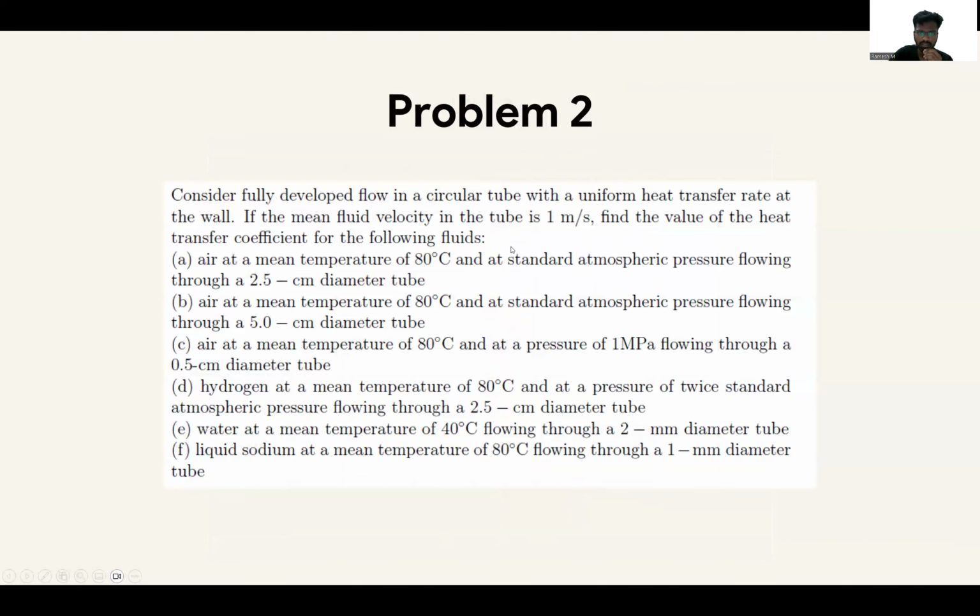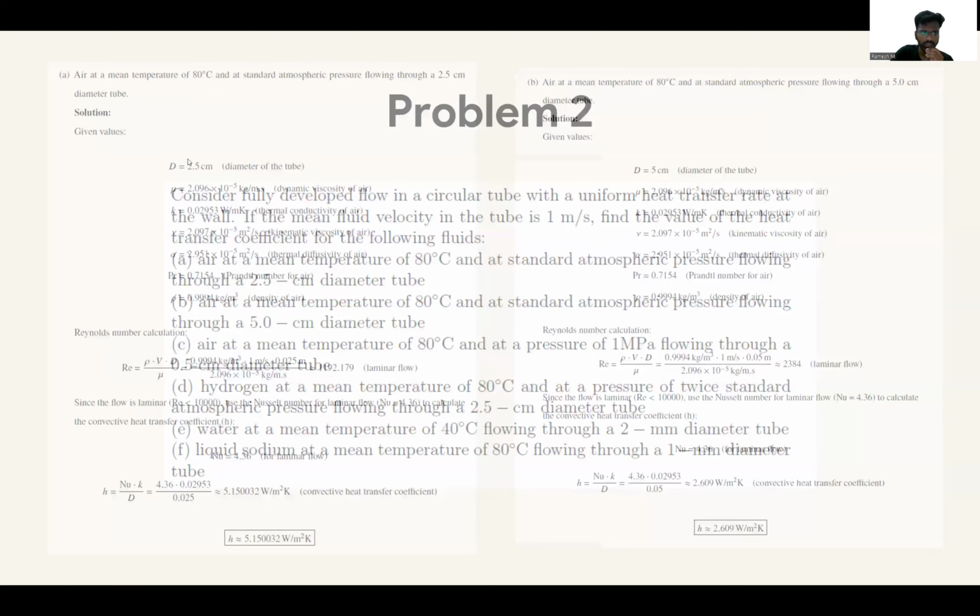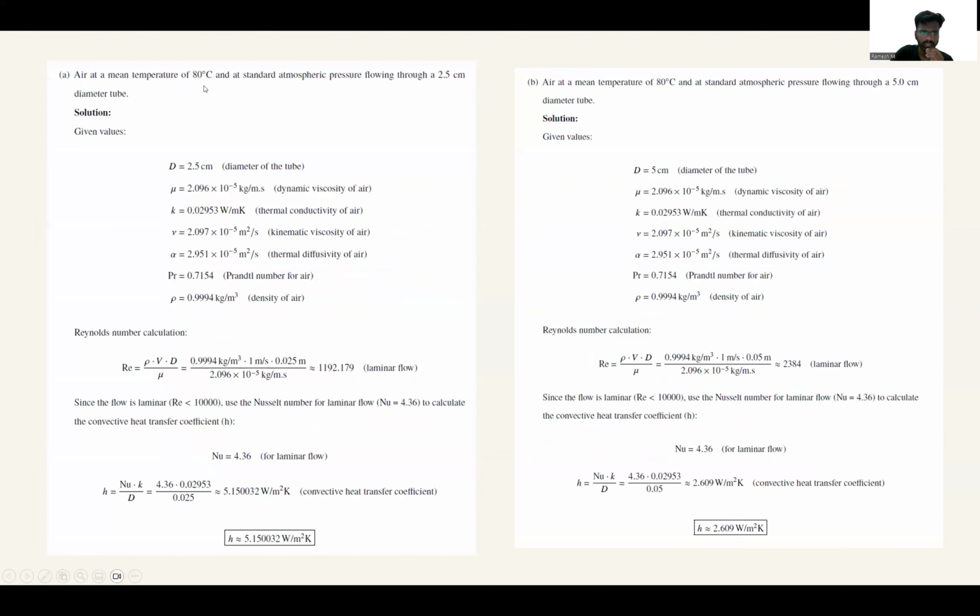Problem two is also a very straightforward question. We have a fully developed flow in a circular tube with uniform heat transfer rate at the wall. The mean fluid velocity in the tube is 1 meter per second, and we have to find the convective heat transfer coefficient h for different fluids and different tube diameters. We'll go one by one. For section A, the air is at 80 degrees Celsius and standard atmospheric pressure. I have taken these values from reliable sources on the internet.